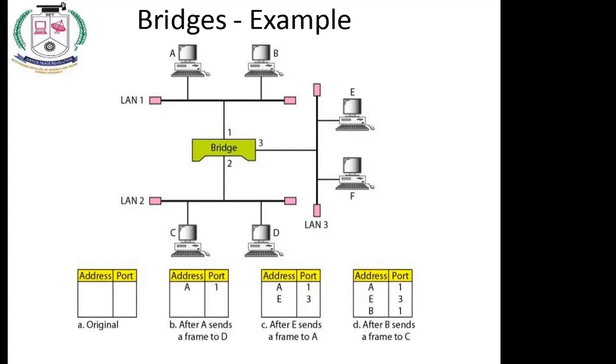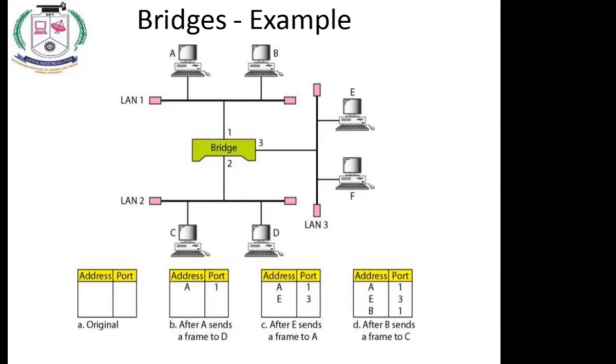Then again, we take E sending a frame to A. From the frame that this bridge is going to receive in port 3, it will come to know that E is associated with port 3, and it will update its table with E and port 3. As A is already found to be associated with port 1, from the table, the bridge will come to know that it has to forward the frame to port 1, and it will reach the destination address A.